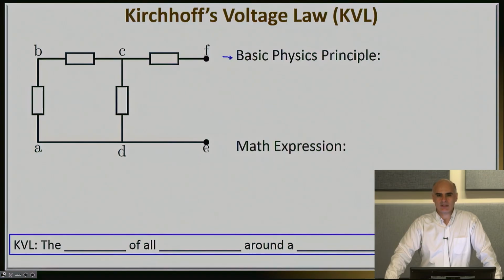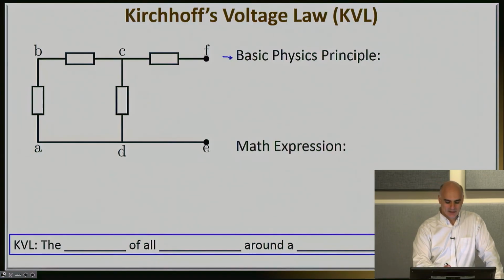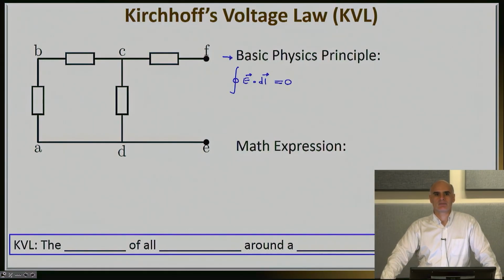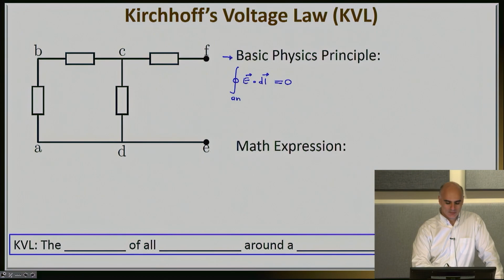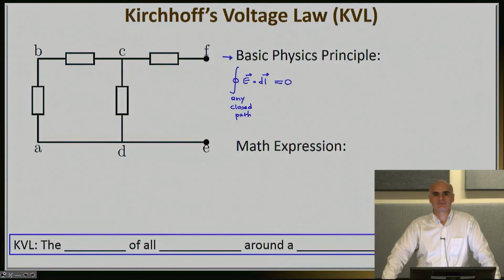All right, so first the basic physics principle. The basic physics principle is that when you integrate the electric field along any closed path, the result must be equal to zero. So let me say this again. When you integrate the electric field, and to be more precise, the electrostatic field, along any closed path that you choose, the result will be equal to zero.